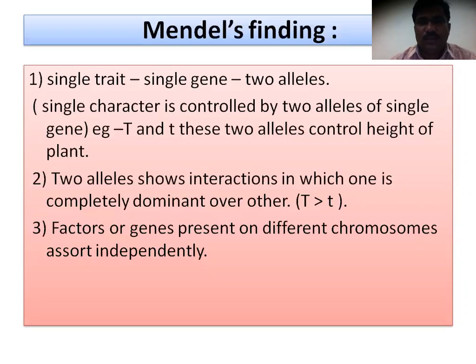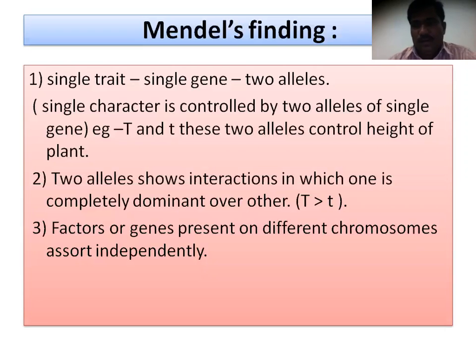Then two alleles show interaction with each other. One is completely dominant over the other, and the other is recessive. So that is the law of dominancy. In heterozygous condition, the character that appears in the offspring generation is the dominant character. So one allele is dominant over the other. And the third finding is a very important one: the factors or genes present on different chromosomes assort independently. That is the law of independent assortment. So these are Mendel's findings.